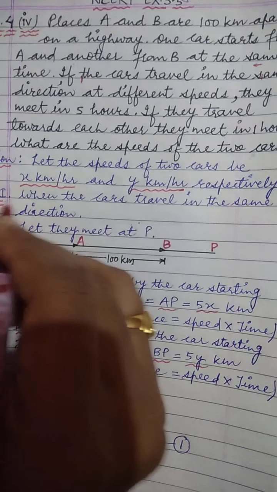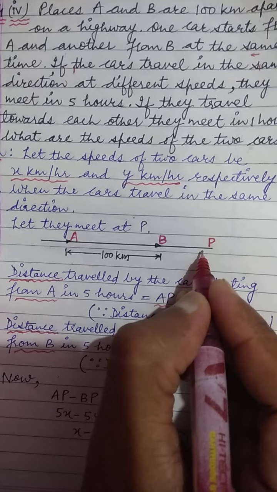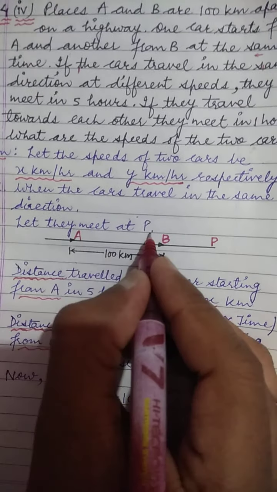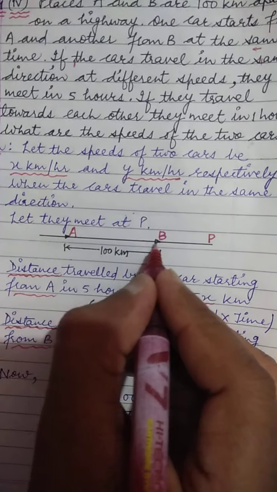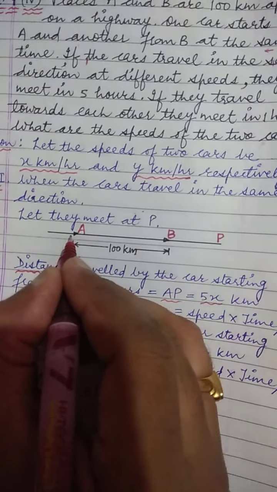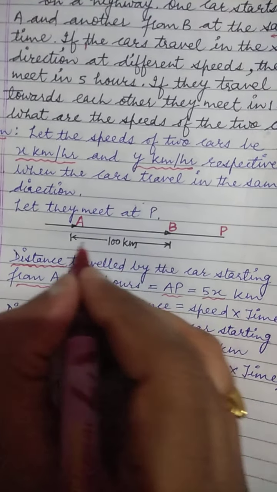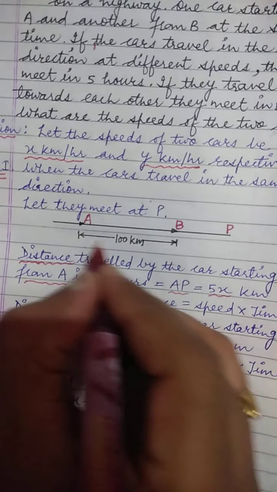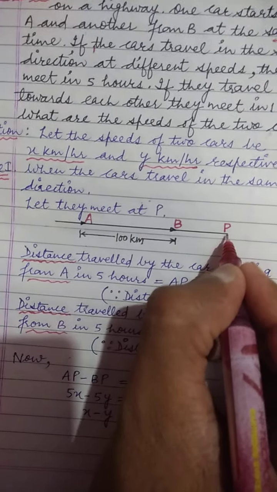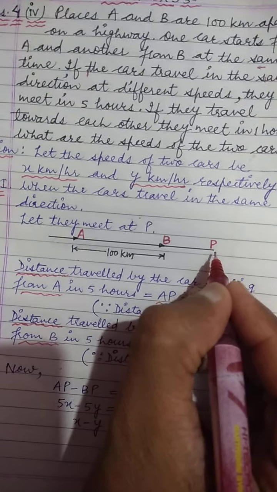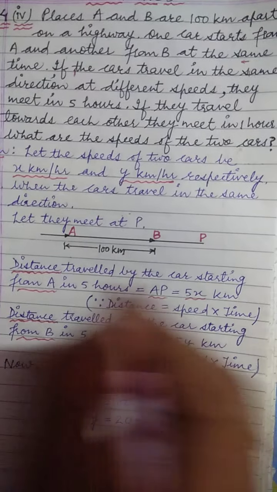So for the first case, when the cars travel in the same direction, we have this type of position. Let them meet at point P. The car starting from point A and the car starting from point B are in the same direction, as the arrows indicate. Since A and B are 100 km apart, the distance between A and B is 100 km. And let the two cars meet at this point P when the cars travel in the same direction.